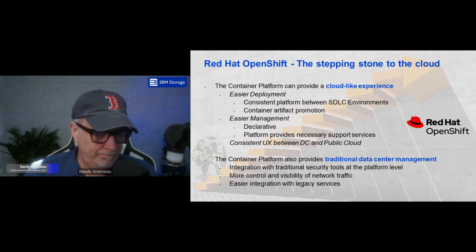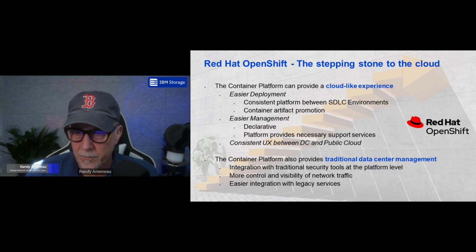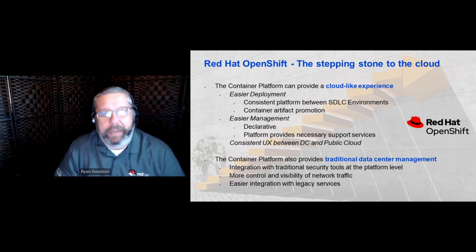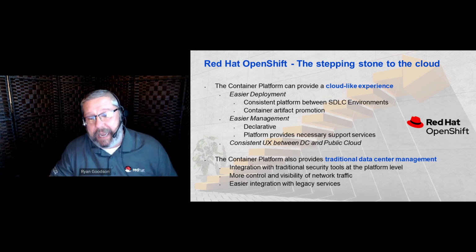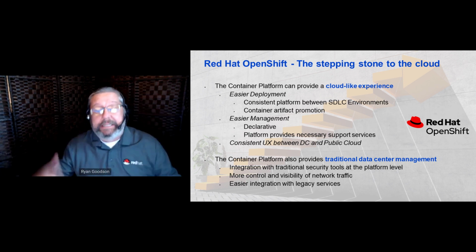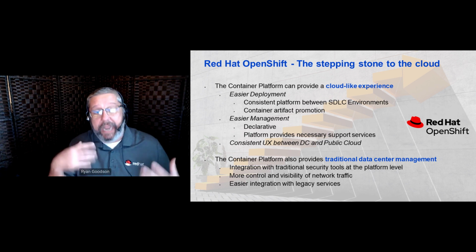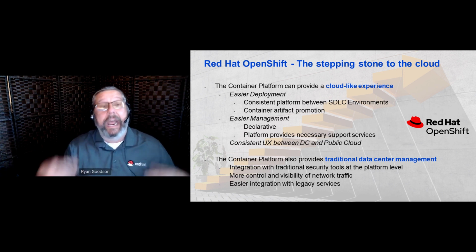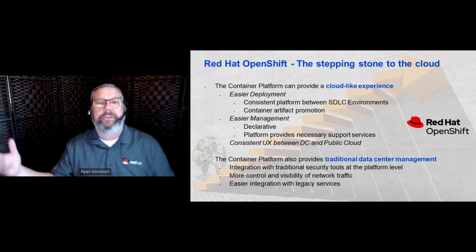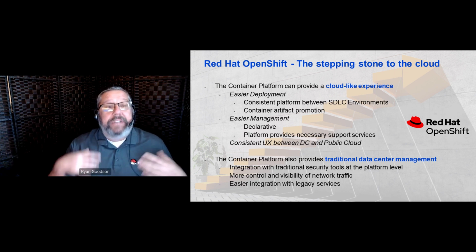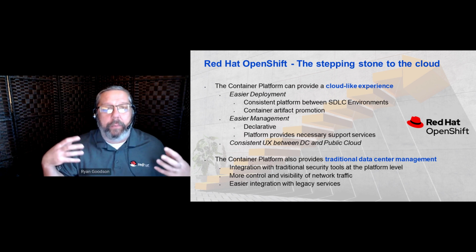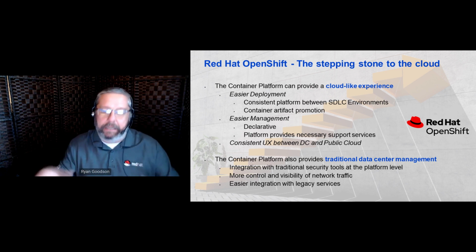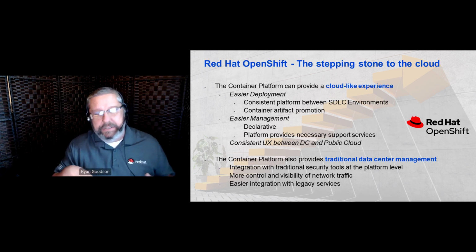Awesome. Thank you. And again, my name is Ryan Goodson. I'm a principal architect with Red Hat, and my particular specialty is how to scale OpenShift at our customers and how to use that as a stepping stone to the cloud. So the container platform that we deploy is really about trying to bring that cloud-like experience into the data centers.